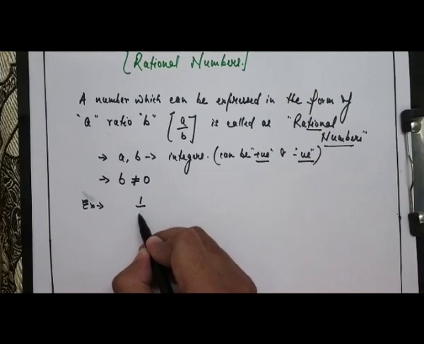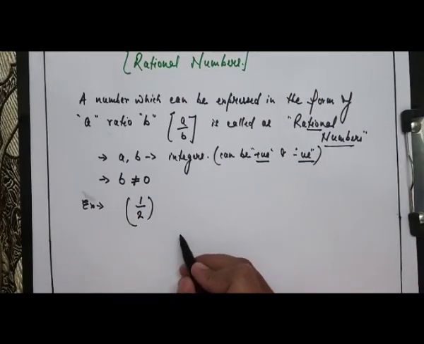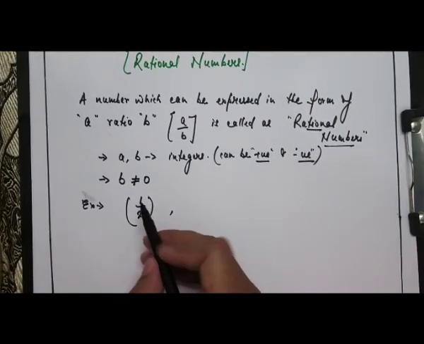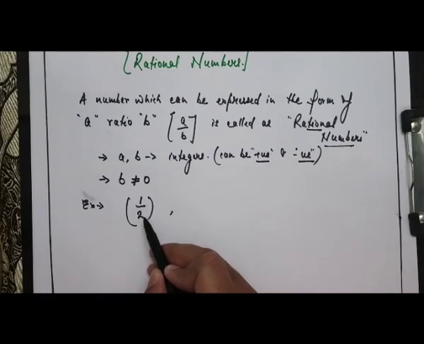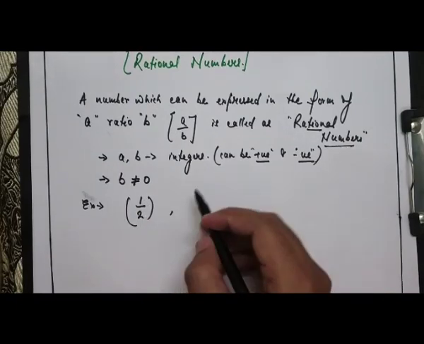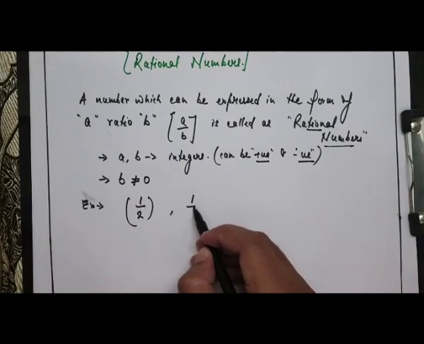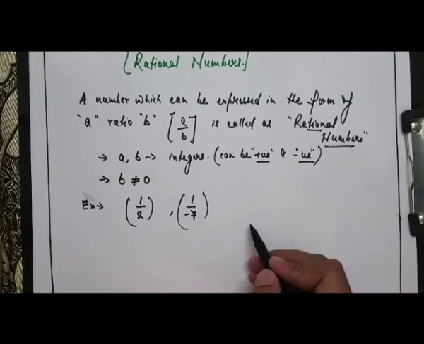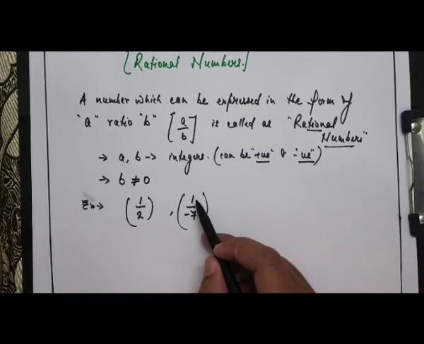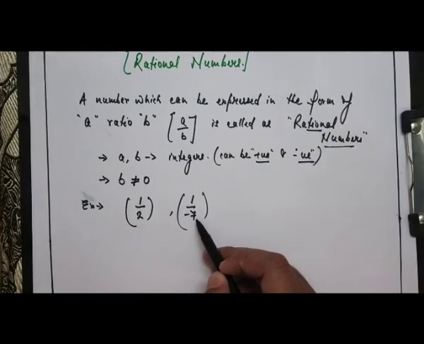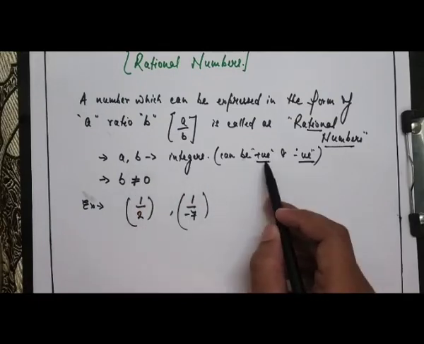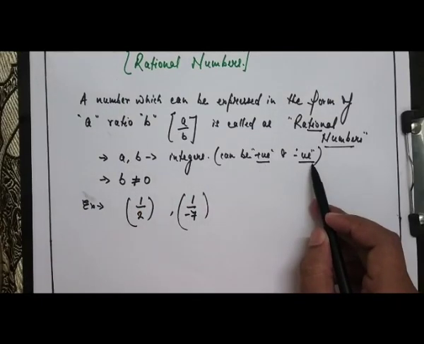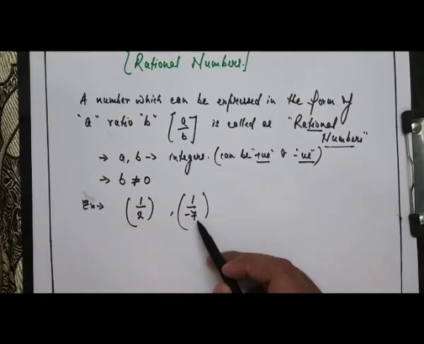If I say 1 upon 2, is this a rational number? Yes, of course it is a rational number. Why? Because 1 is an integer and 2 is an integer. Let's take one more example. If I say 1 upon minus 7, is this a rational number? Yes, of course it is a rational number. Why? Because 1 is an integer and minus 7 is also an integer. It is a negative number, but it is a negative integer. And according to the definition, it can be positive as well as negative. So both should be integers, either positive or negative.